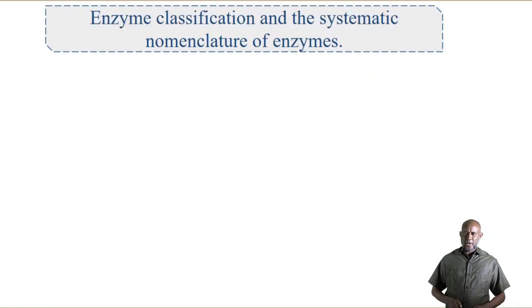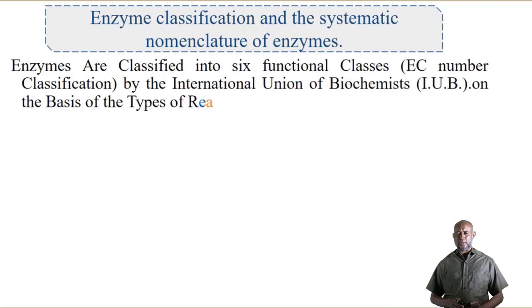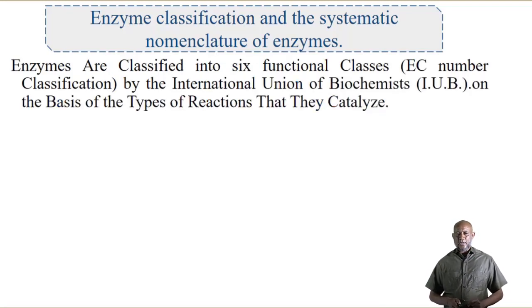Enzyme classification and the systematic nomenclature of enzymes. Now let's look at the classification and the nomenclature of enzymes. Enzymes are classified into six functional classes. The EC number classification by the International Union of Biochemists, IUB, is based on the type of reaction they catalyze. Enzymes are classified into six functional classes.